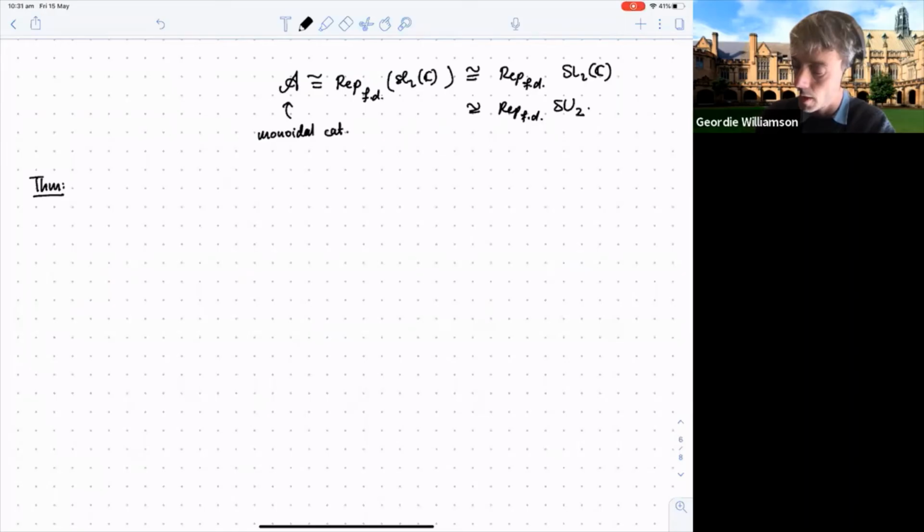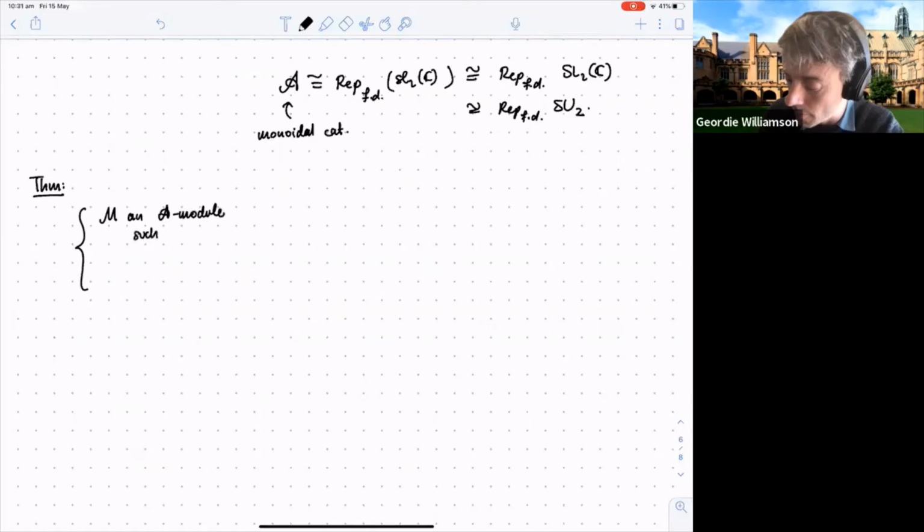So this is a monoidal category, and we can look at the category. So this is the two category of A modules. So M and an A module.